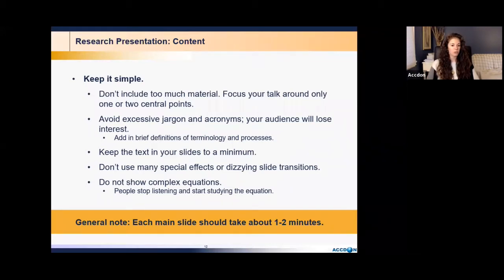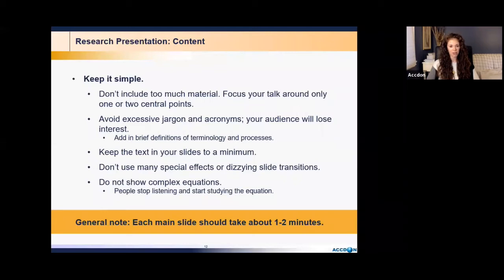You want to, as a general note, keep the text in your slides to a minimum. You want to be talking more verbally than you do just reading text off slides. It's also important not to use many special effects or crazy slide transitions, as this can be very distracting to audience members.